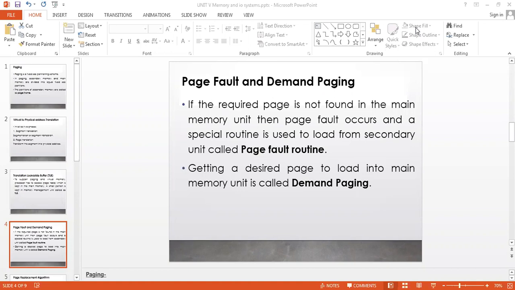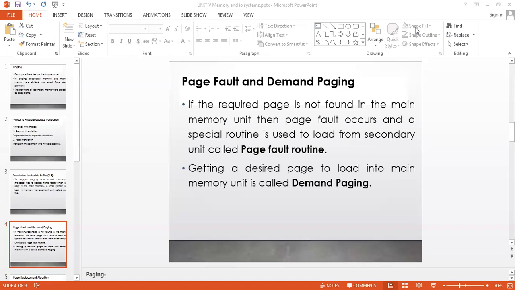Getting a desired page to load in the main memory is called demand paging. If you search for a page and it is not found by the memory unit, it automatically represents a page fault. Then we can load the data from secondary memory into main memory again. At that time, it is called the page fault routine. After loading the content in the main memory, that unit is called demand paging.